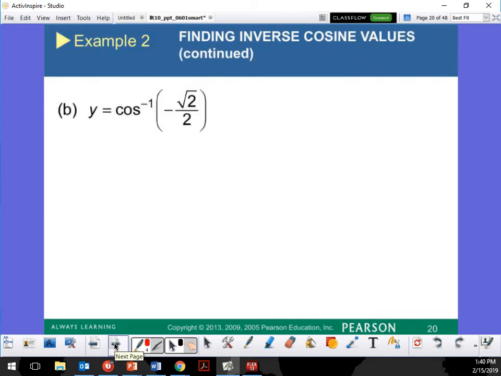Okay, same thing here. Same interval, 0 to pi. Quadrant 1 and 2. Find on your circle in quadrant 1 and 2, where is cosine equal to negative radical 2 over 2? 3 pi over 4.